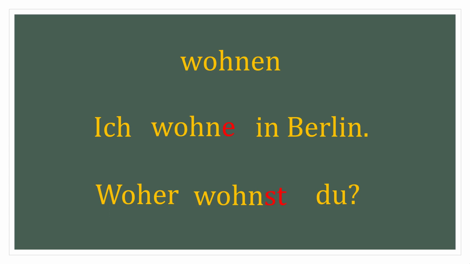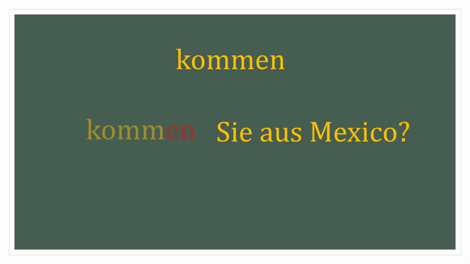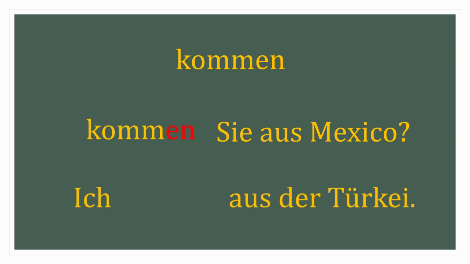Here is the second sentence. Now, first look at the verb conjugation according to the subject. Kommen. Sie aus Mexiko? Kommen Sie aus Mexiko? Ich. Aus der Türkei. Ich komme aus der Türkei.